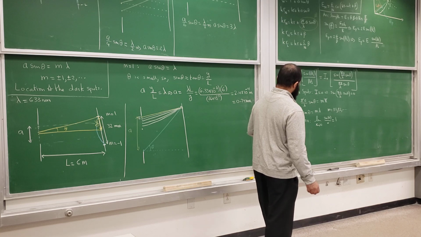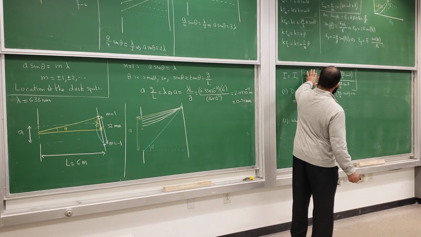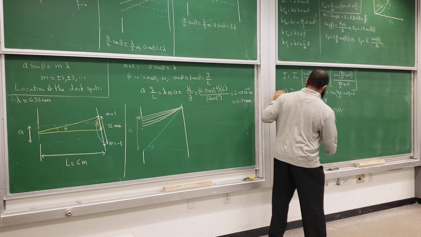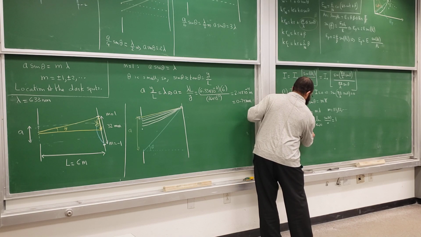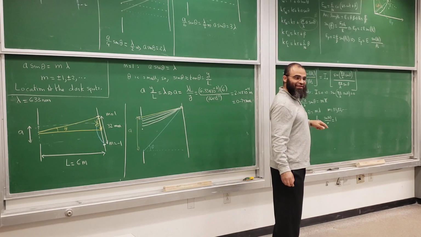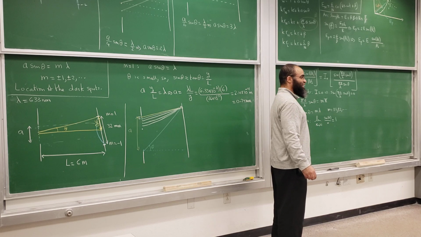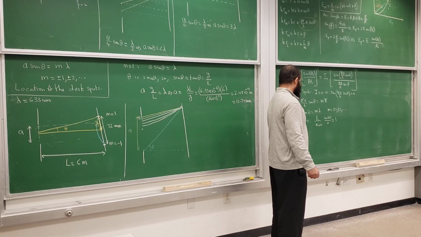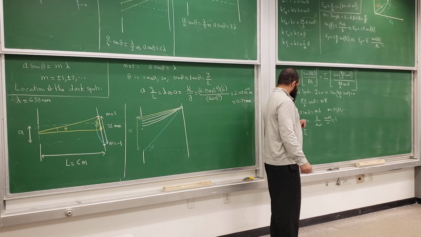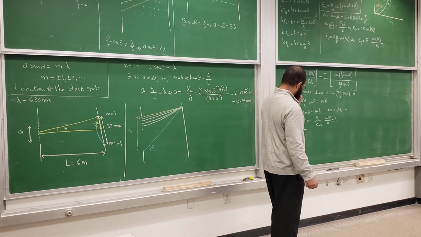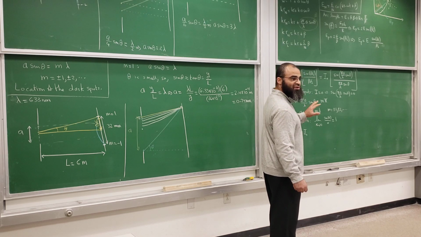So what does it mean? At 0, what do you get? The intensity will equal what? Just I naught. So it is the maximum. The intensity in the middle is the maximum it can be. That's as big as it can be. It's I naught. So the intensity is equal to I naught, so in the middle it is maximum, as we expect.